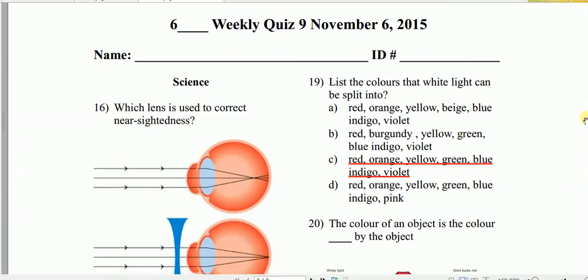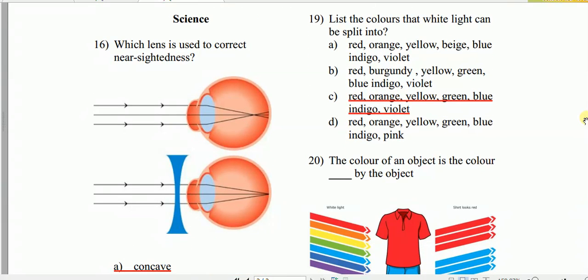We move on to number 16, and we're going on to our science. It says, which lens is used to correct nearsightedness? And the diagram helps us to understand what nearsightedness is. This is where the focal point, where the light rays come to a point, they come to a point before the retina. So it falls short. Nearsightedness is also called short-sightedness.